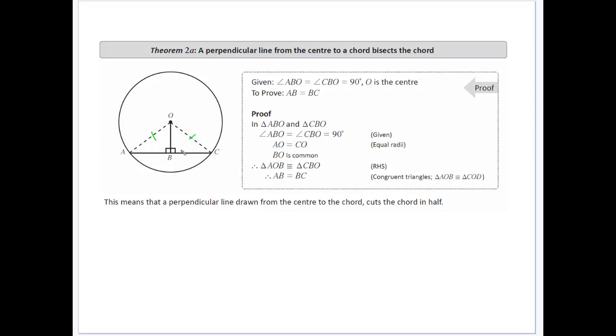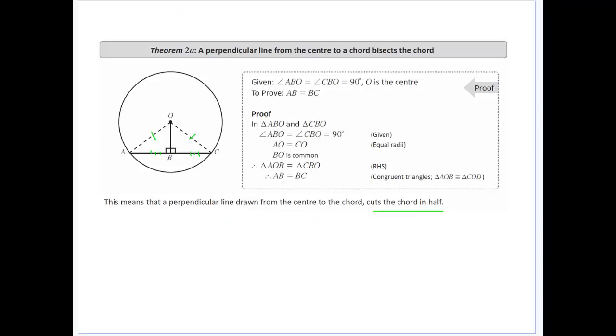Now, because that's 90 degrees, and we know that AO and CO are both equal radii, and we also get another line that's equal in both triangles, so OB is common to both. Then because we have a right angle, our hypotenuse and a common side, we get congruent triangles, which means the third side must be equal as well. So there's our bisection. So AB and BC are equal because of the congruent triangles. So the perpendicular line cuts the chord in half.